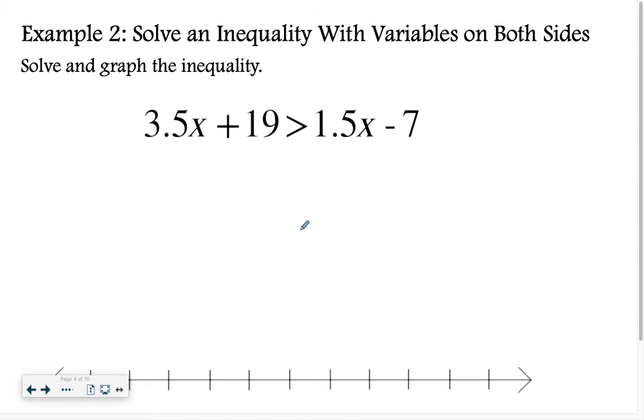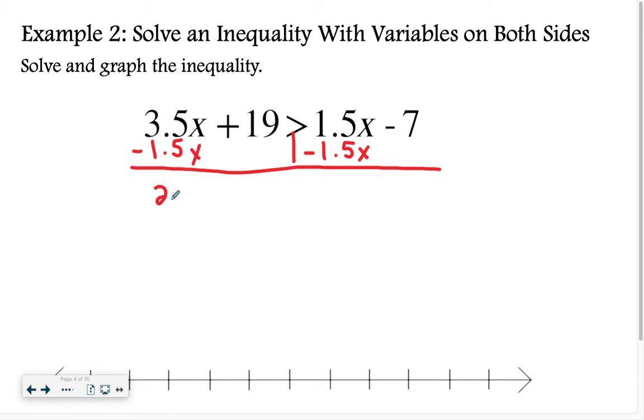All right, example 2, just more practice, okay? We have this time an x term on both sides of the inequality. So what I want to do first is get my x terms all together. So I'm going to move the smaller of the x terms, so I'm going to subtract 1.5x from both sides. So then I'm left with 2x plus 19 is greater than negative 7.